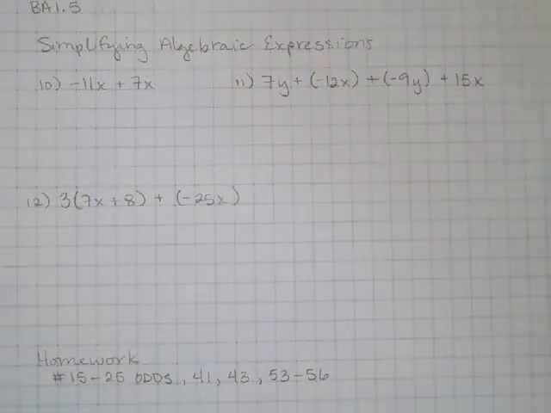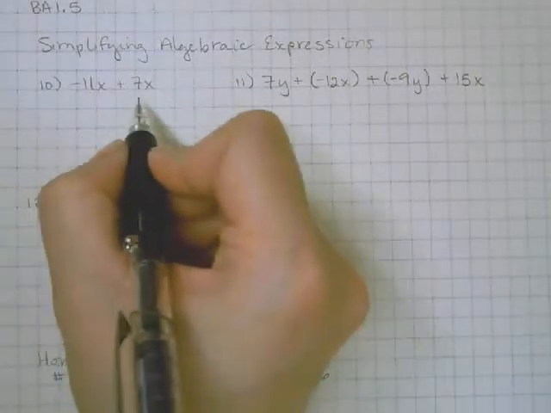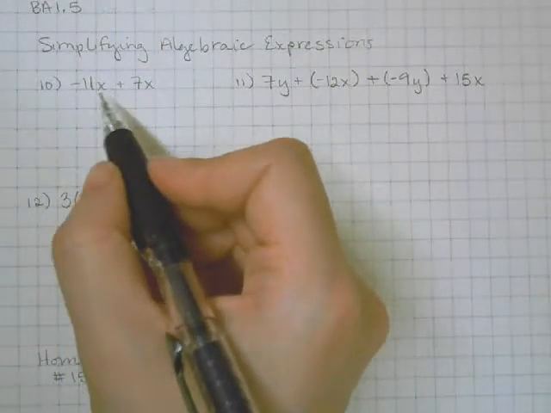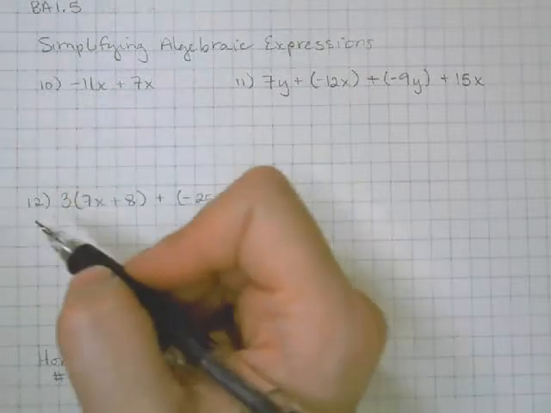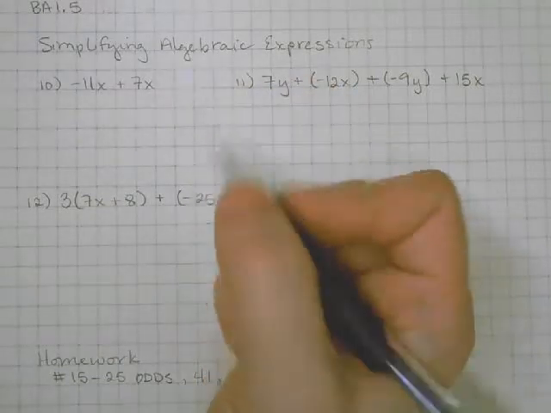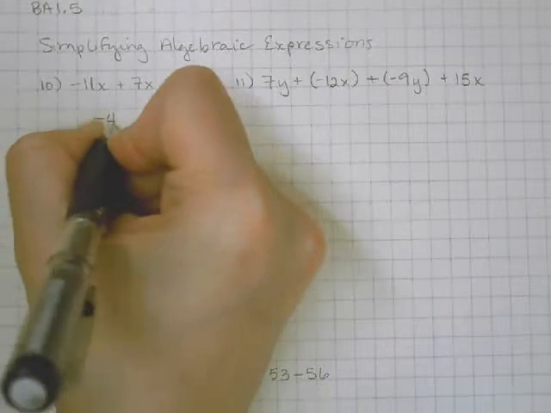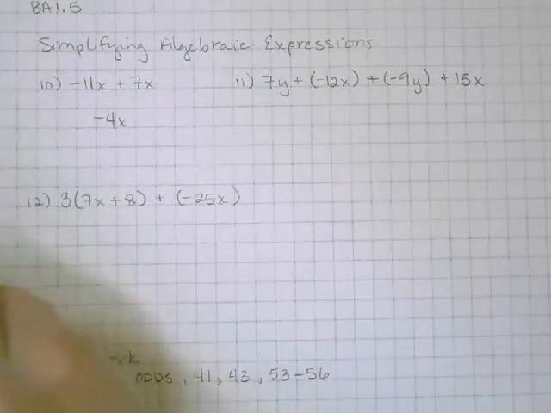All right, the last concept we're going to do is simplifying the algebraic expression using those rules that we just talked about. If I have negative 11x plus 7x, negative 11 is obviously the bigger number, so our answer is going to be negative. If you look at what 11 minus 7 is, that difference is 4. So this is going to be a negative 4. Because those are like terms, both with an x, it's going to be negative 4x.